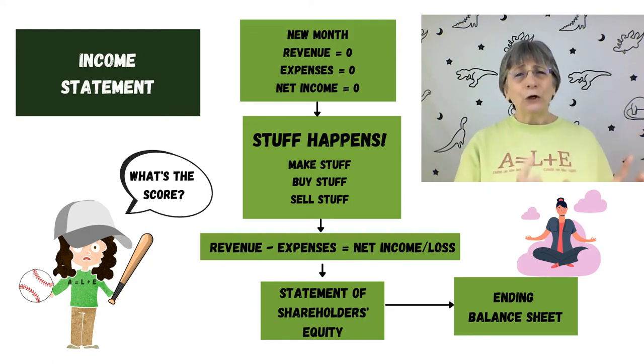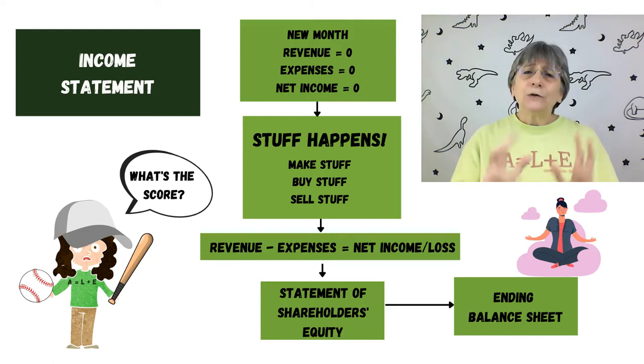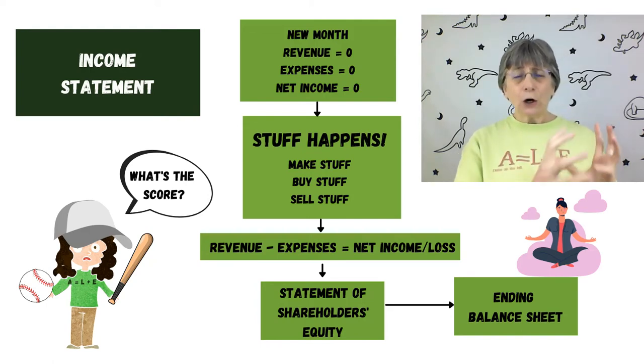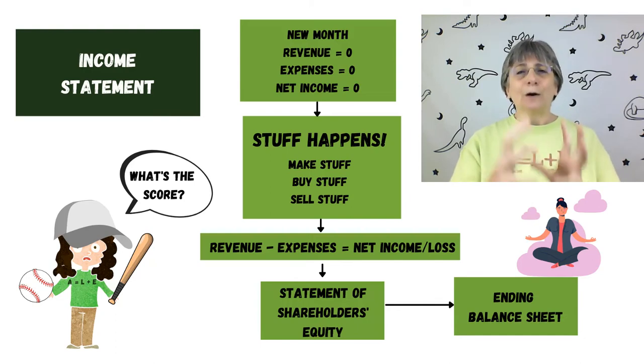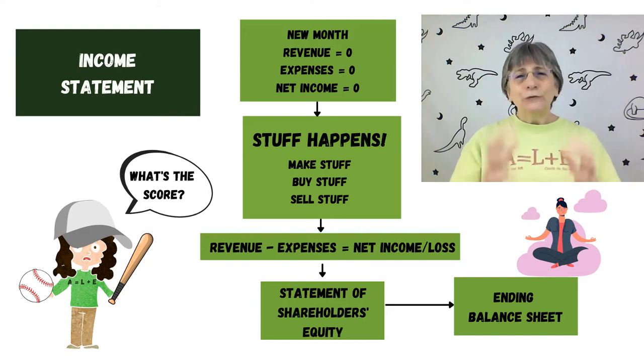So when we start the new month, we only had balances in our assets, our liabilities, and our equity accounts because we closed out our revenue and expenses accounts when we did our closing entries that led to our post-closing trial balance, which is our beginning balances for our balance sheet. So in the new month, our revenues and our expenses are at zero.